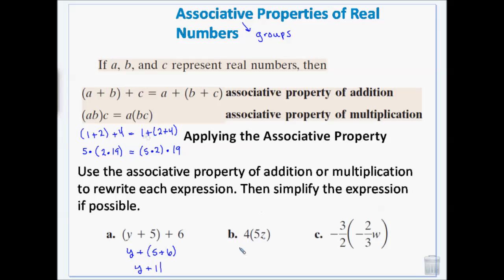This is multiplication. I can change it to 4 times 5 times z. So that's 20z. And here I can change this to negative 3 halves times negative 2 thirds and then times w. So that's just w, because negative 3 halves and negative 2 thirds are going to cancel each other out. Right? The 2's and the 3's will cancel.